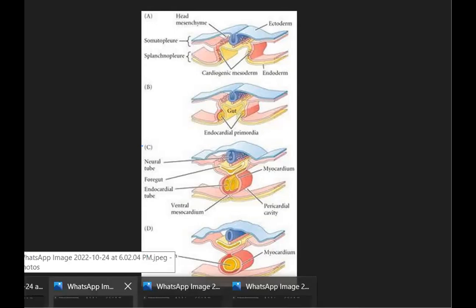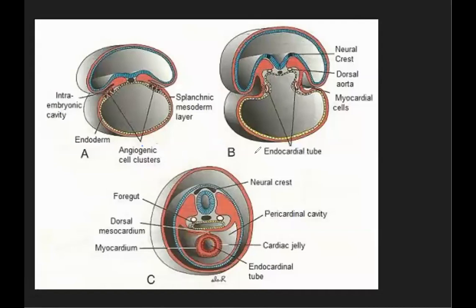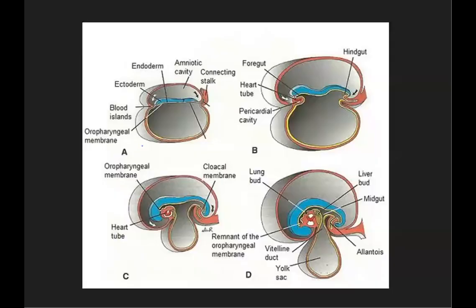Now, I have another picture. I guess this one. But before moving to this picture, I guess. Okay, you can see this picture. In this picture, this is where the heart tube is present. Initially it was like this, and then later it is here.